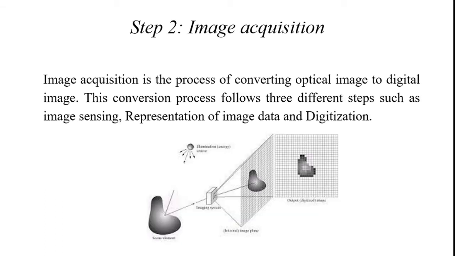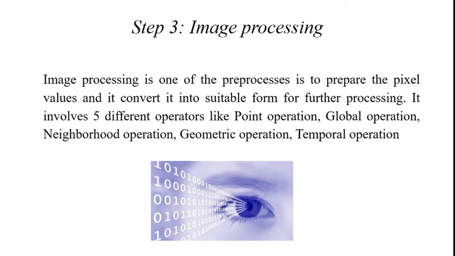Then step 2, image acquisition. Image acquisition is the process of converting an optical image to a digital image. This conversion process follows three different steps: image sensing, representation of image data, and digitization. And then after data acquisition, the step moves to the third, that is image processing. Image processing is important, in which one of the pre-processors is to prepare the pixel values and convert them into a suitable form for further processing. It involves five different operators: point operation, global operation, neighborhood operation, geometric operation, and temporal operation.